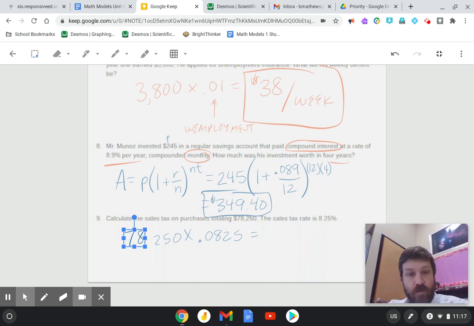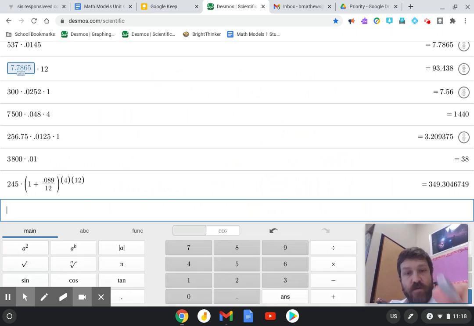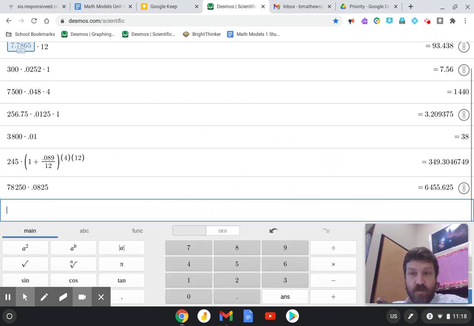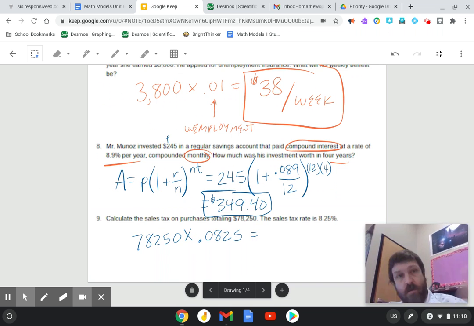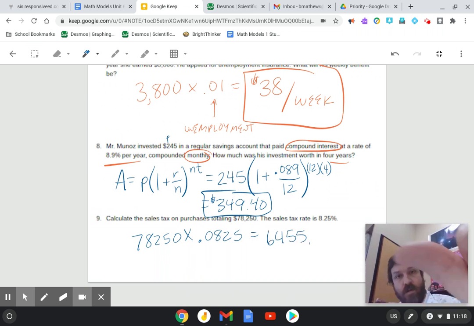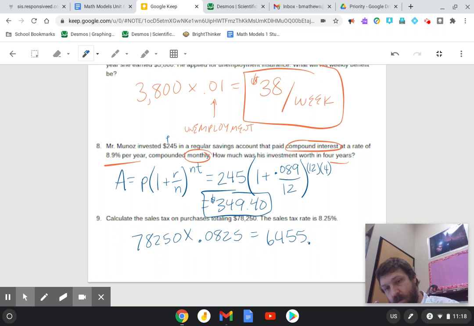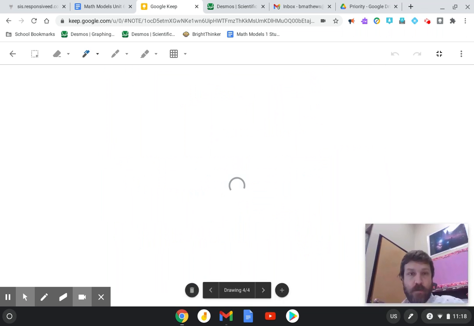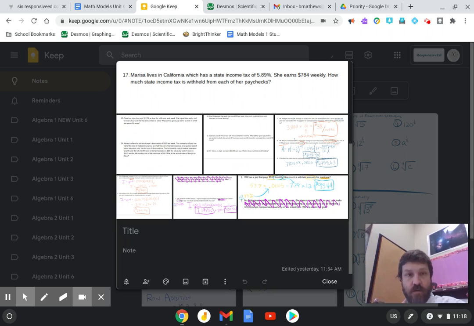Go ahead and move this over without the comma there. So 78,250 times 0.0825, and it's 6,455.63. Again, 6,455.63 when you round it, and that's the answer. All right. Let's jump over to the next one.